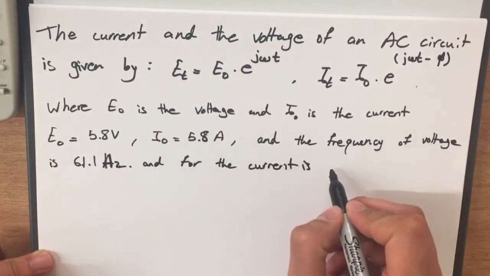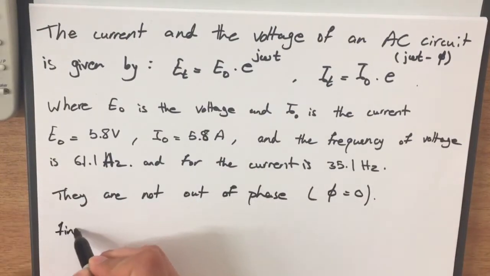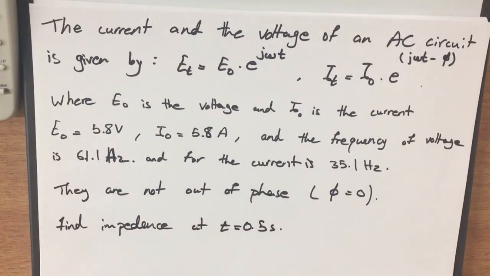The frequency of the voltage is 61.1 Hz and that of the current is 35.1, and there is no phase difference. So we're asked to find the impedance at time equals 0.5 seconds. To solve for each of these, we need to find E0 and I0 respectively, and the angular frequency for both the voltage and the current. Since the phase difference is of 0, we can forget about that term in the current equation, and we are already given t, which is 0.5 seconds.